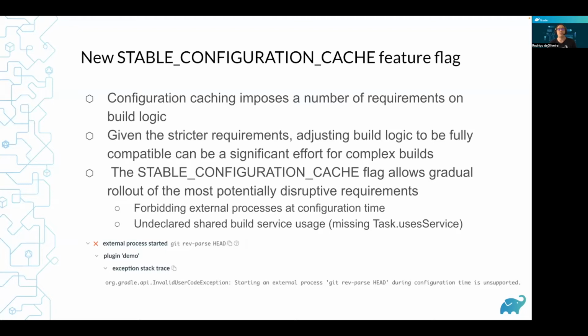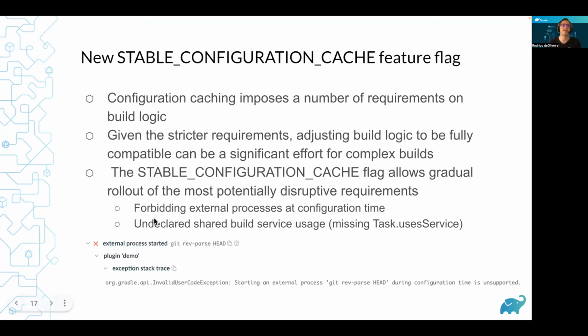So we introduced a new stable configuration cache feature flag because after we made this input detection and the stricter validation that we apply to the configuration phase when the configuration cache is enabled, some users complained, right, because it's actually a significant effort to migrate, still is, a complex build to the configuration cache. So we decided to introduce this flag. So the more disruptive validations are now behind that flag, right?